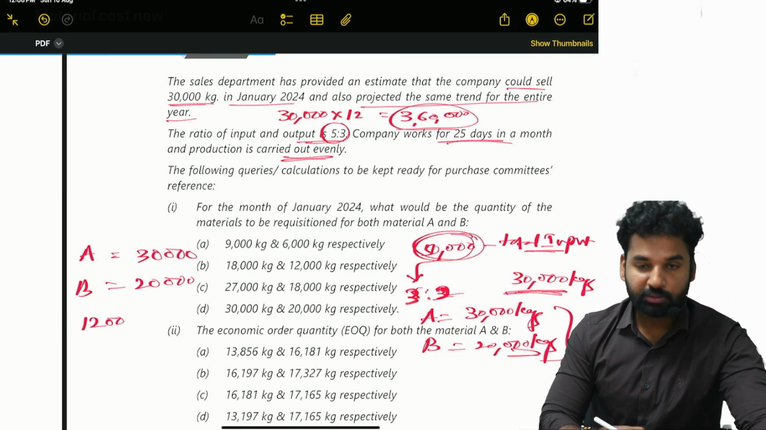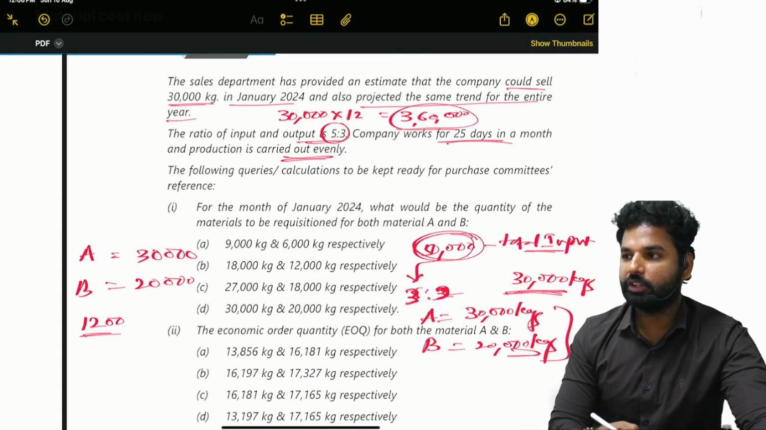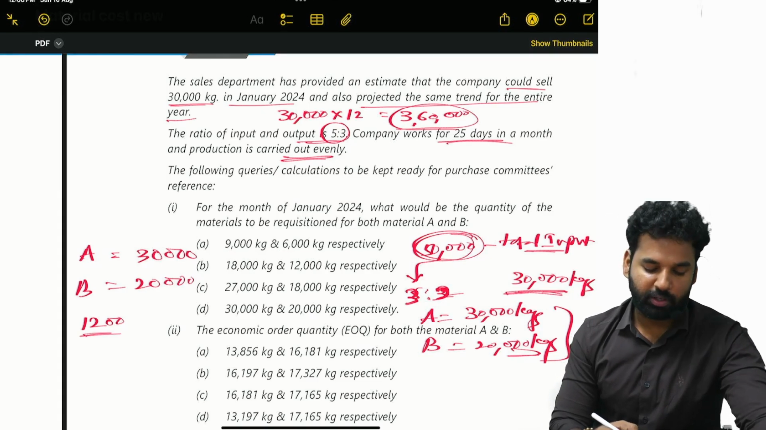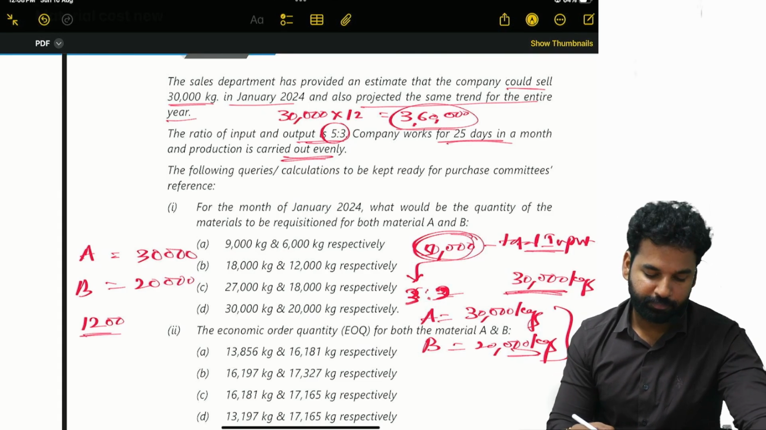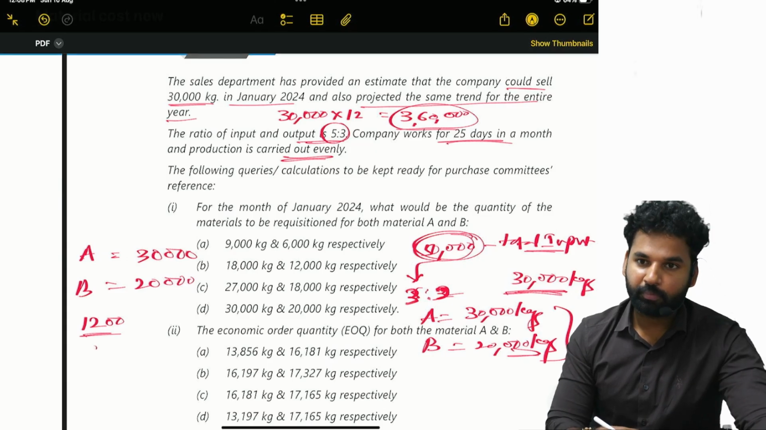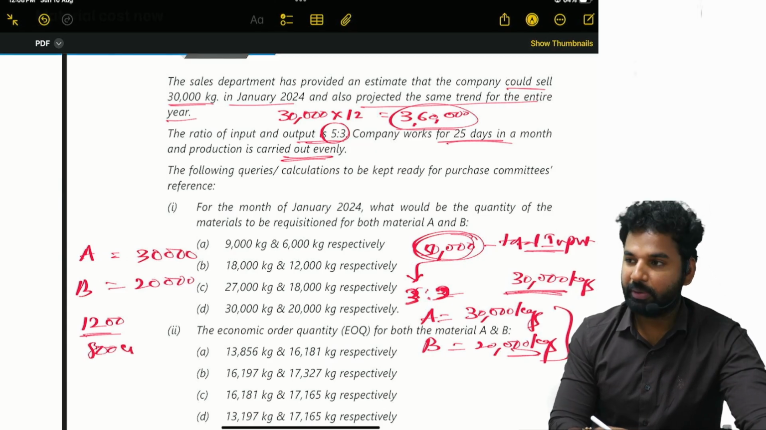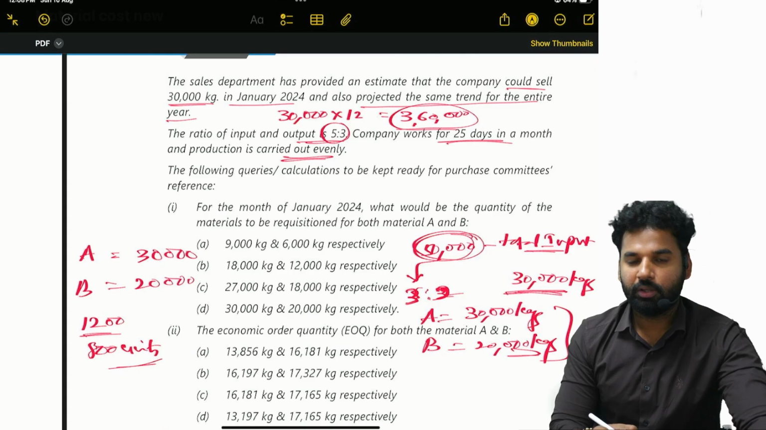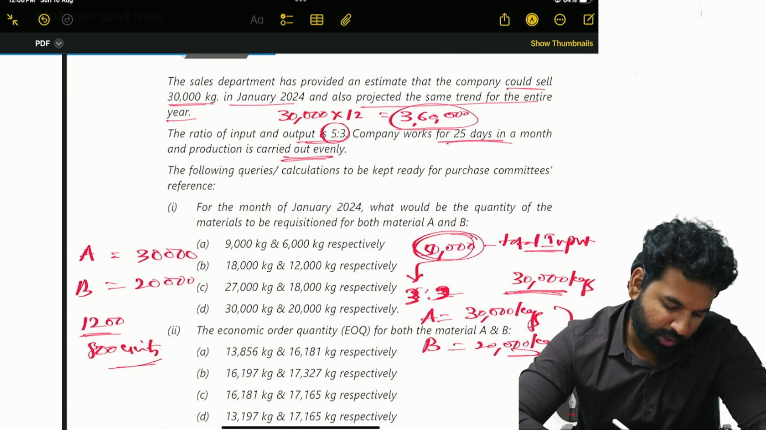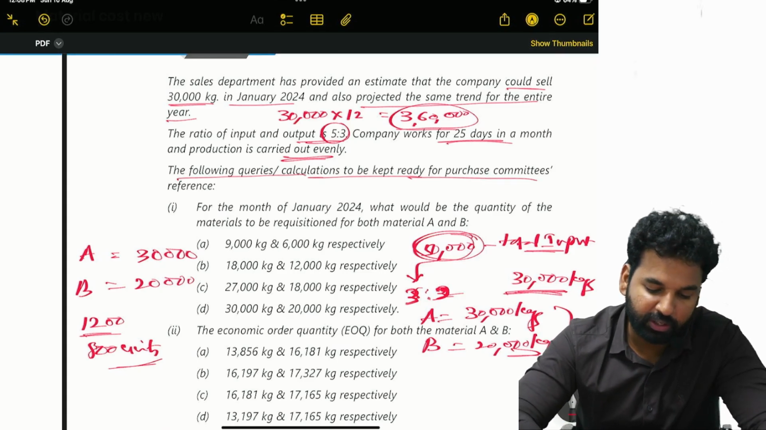1200 units per day. How? 30,000 divided by 25. What is the requirement of B? 800 units per day. Is this okay? Right. So the following queries are calculations to be kept ready for the purchase committee.